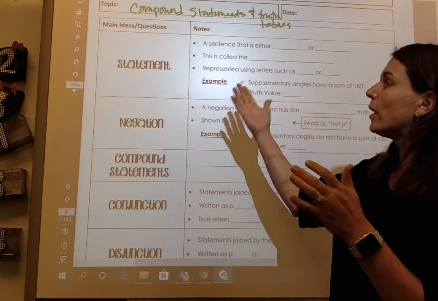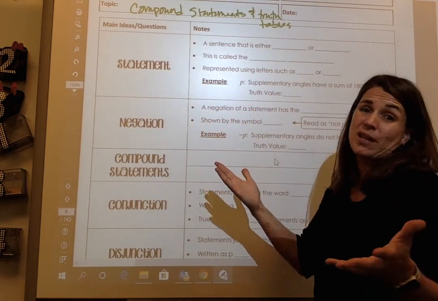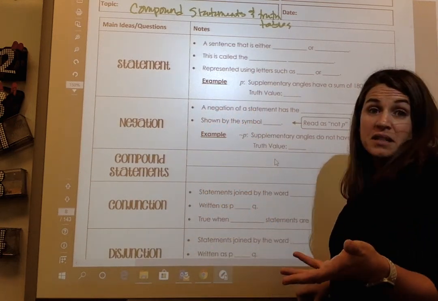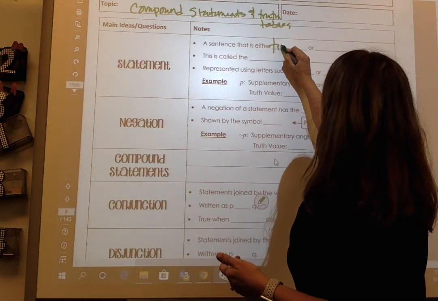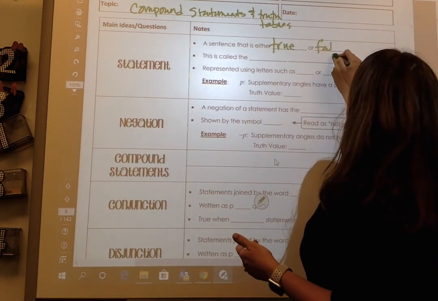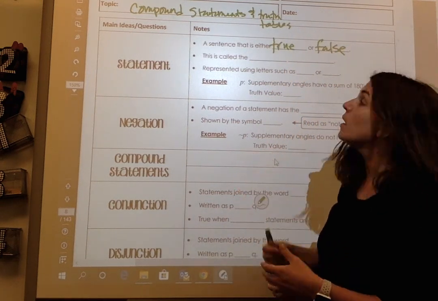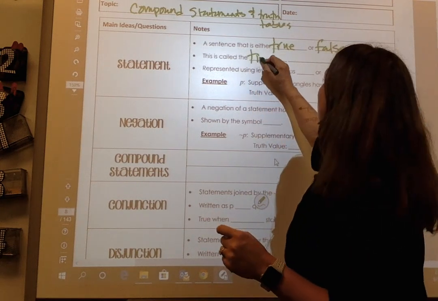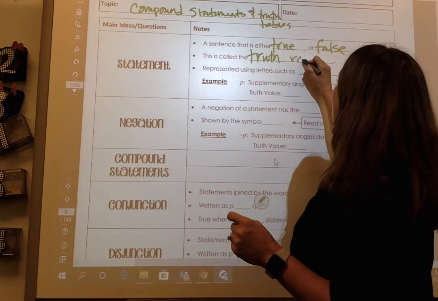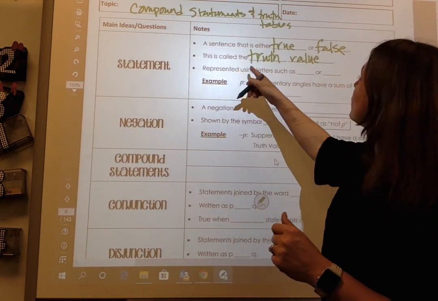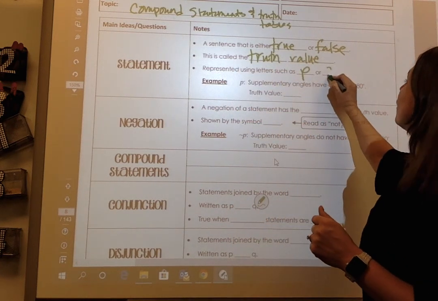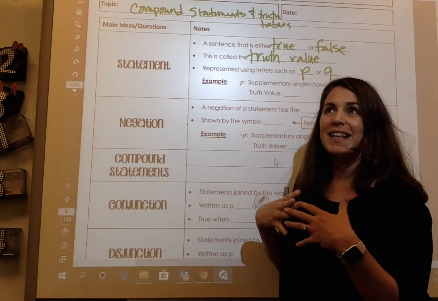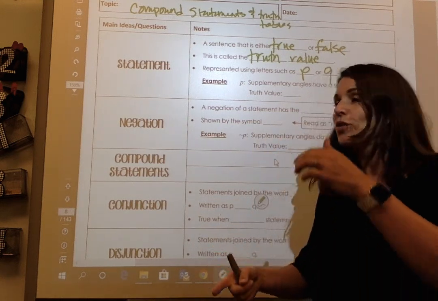So number one is a statement. We make statements all the time in life, and it's a sentence, and it's either true or it's false. And this is called the truth value. Truth value. And represented using letters such as P or Q. And I'm just not making that up. You've heard people say, mind your P's and Q's.